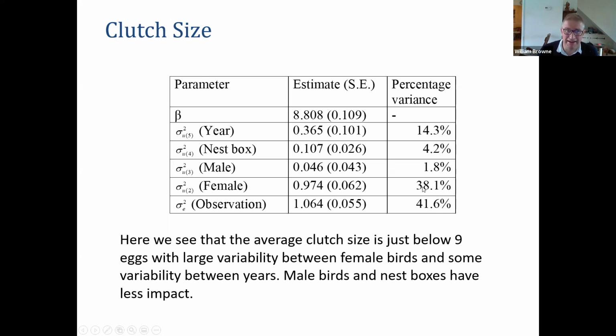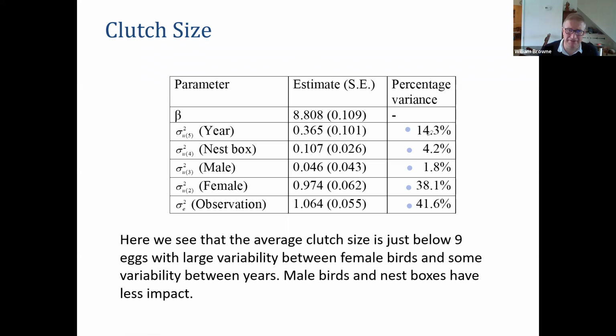But look, in actual fact, it looks like it's really the female bird that drives how big a clutch size is. And she lays the eggs, so that makes complete sense. Nearly 40% of the variation is due to the female bird. Virtually no variation is due to the male bird. There's a little bit of variation due to nest box, and some more for year.